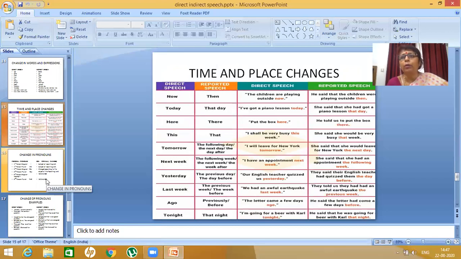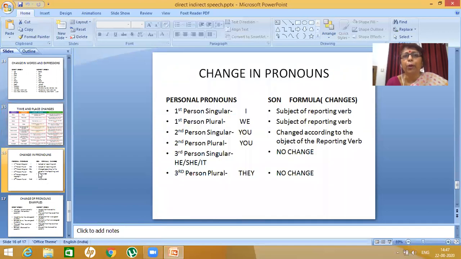Now, very important, we come to the next change, that is change in pronouns. Now, children, I'll tell you a formula. The sun formula is the best way to remember the pronoun changes that you make when you are changing a sentence from direct to reported speech.